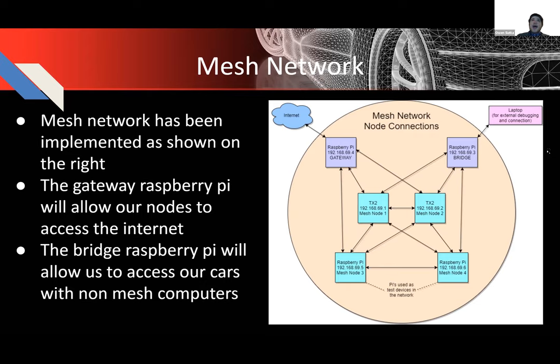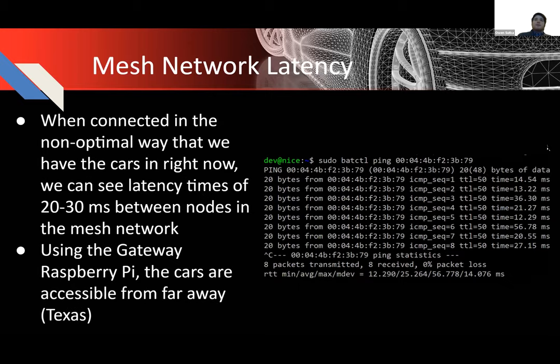Right now, I can actually access the TX2s that are in Robert's room right there from my home in Texas. I was actually playing around with that before. We just use SSH, go into the bridge. We got a password and all that, and then I can access the TX2s and the Raspberry Pi. A little bit slow.